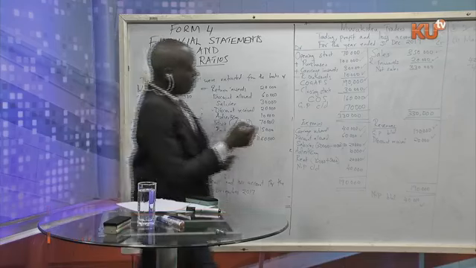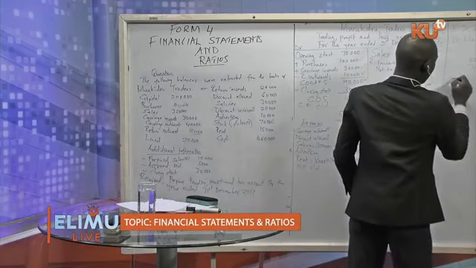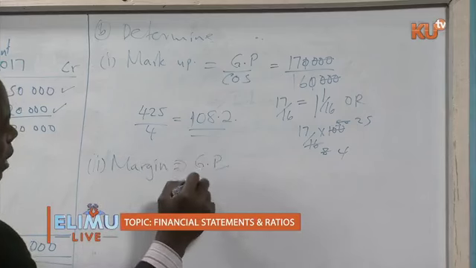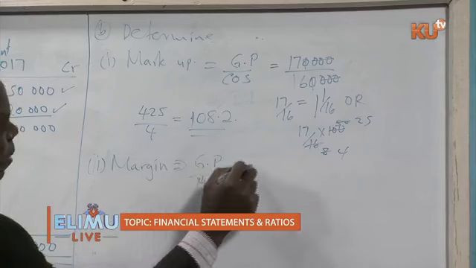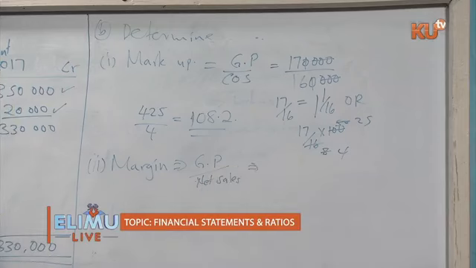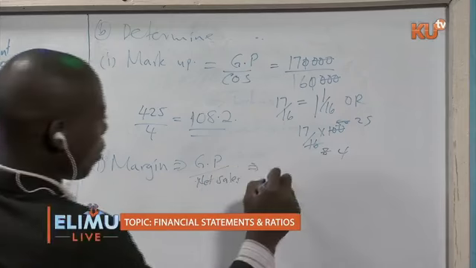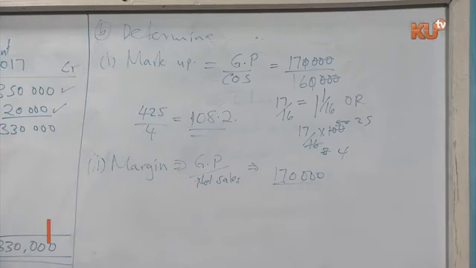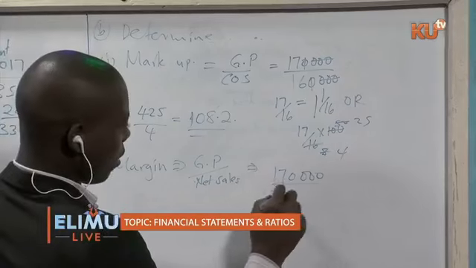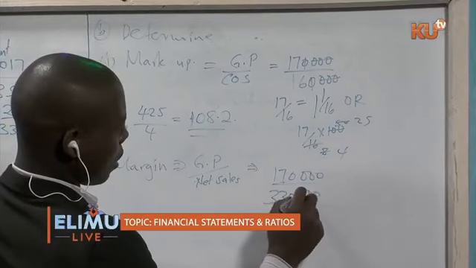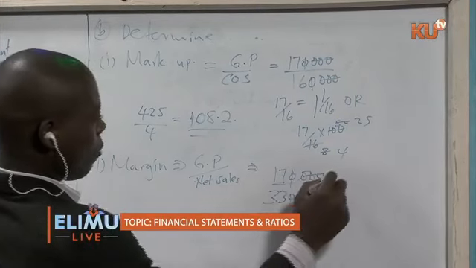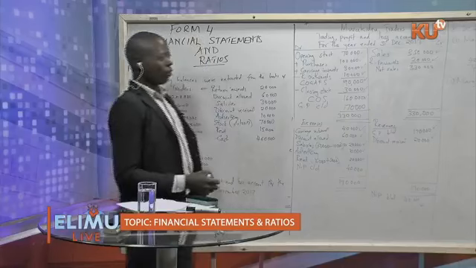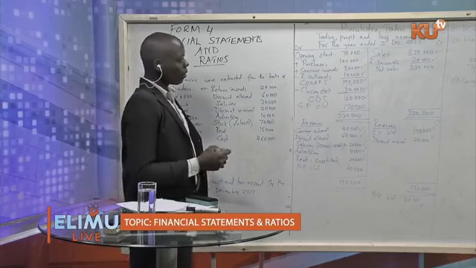If you are not asked markup, maybe they will ask margin. If we are asked margin, we said margin is gross profit against the net sales. So gross profit in this case, 170,000 over net sales, 330,000. This cancels out, and so we are left with 17 over 33. That is our second ratio, which we call margin.